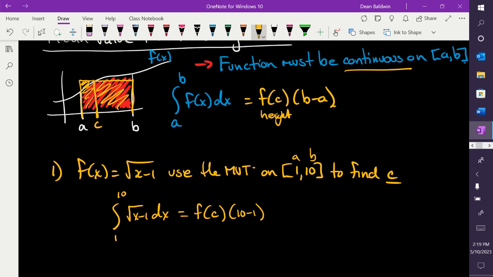Does everybody understand what I just did? I basically just plugged everything into the formula, right? We ask ourselves, is the function continuous? It is. So then I go, okay, well, here's our function. So I put it into here. a and b is the domain, so 1 to 10. And it equals f of c. We're trying to figure out what this point is. And then b minus a is just 10 minus 1, which would be 9.